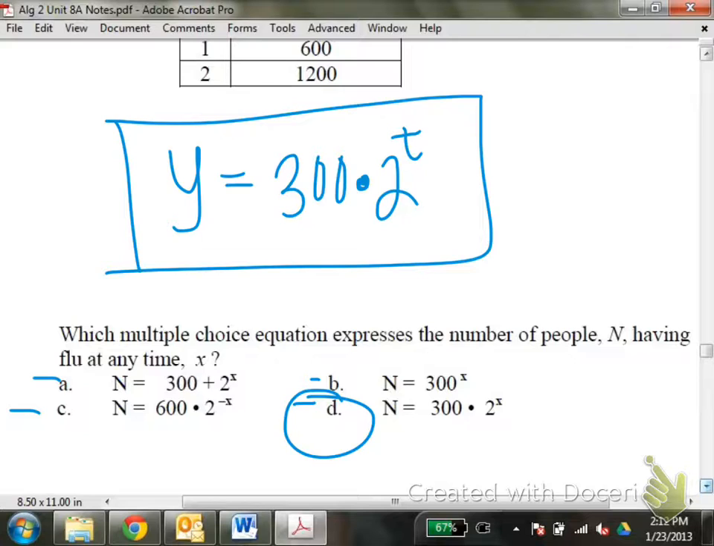Okay, so decay means that the graph is decreasing. Growth means that the graph is increasing. But this is a real-world application of 8A.2. Okay.